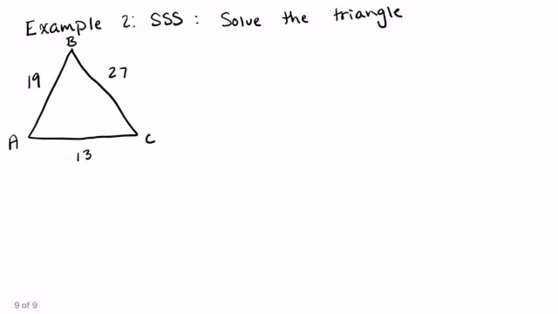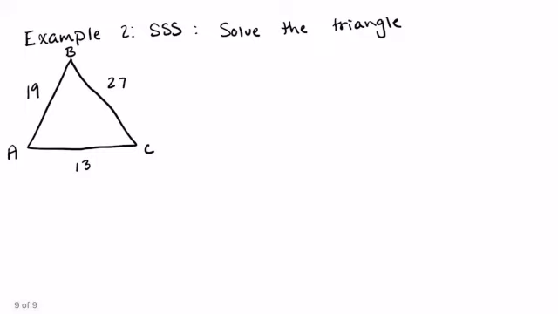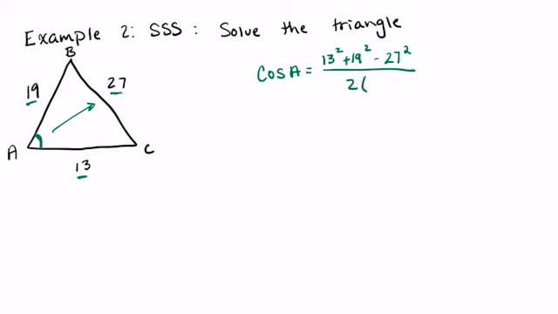Last example, real quick. This one is for side, side, side. I want to find maybe angle A first. So again, I'd have the cosine of A. It's my included sides squared. So 13 squared plus 19 squared minus 27 squared, because it's always minus the opposite side, over 2 times my included sides again, so 19 and 13. I have to take the inverse cosine of all of that.